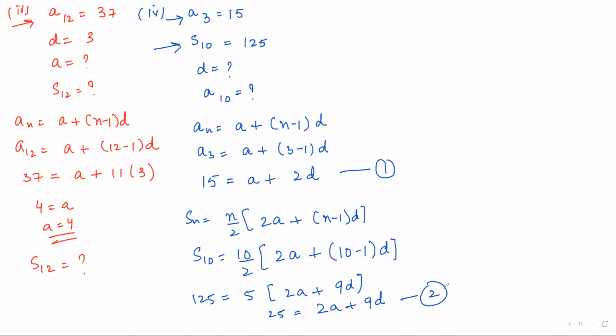So you have got linear equation in two variables. So there are two variables, so you have two equations. So you can solve them and find A and D, right?